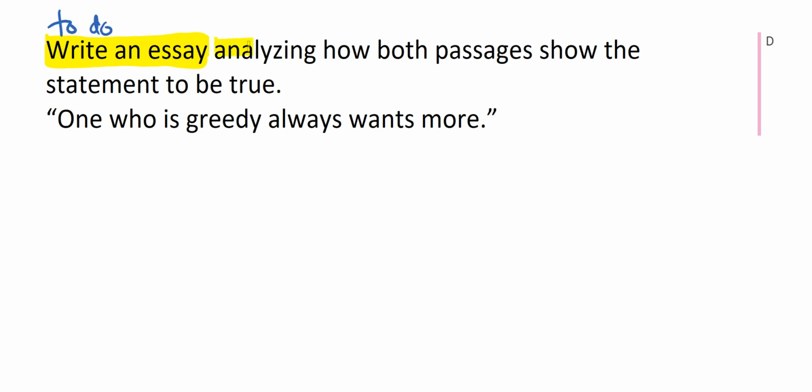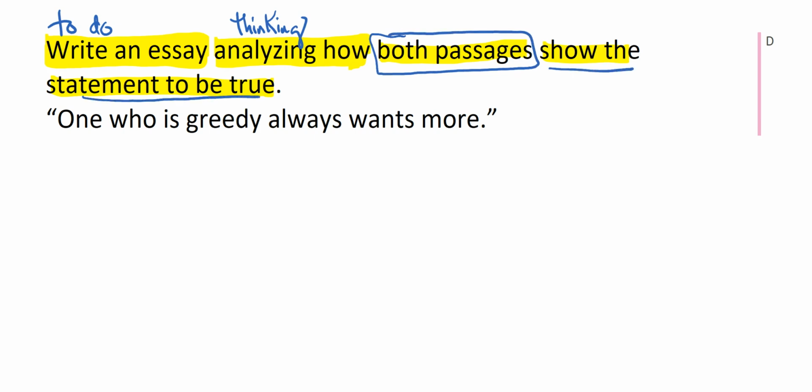Then we're going to see that we have to analyze how something's going to work or to happen or to think or to do something. But we're going to write that note, thinking skill, here just as a quick little reminder. And it's going to tell us that we're going to analyze how both passages show a statement to be true. Okay. So this one here is saying analyze how both passages show the statement to be true.